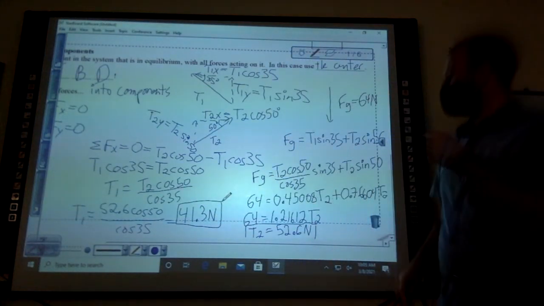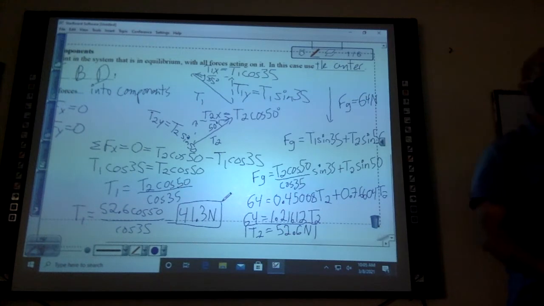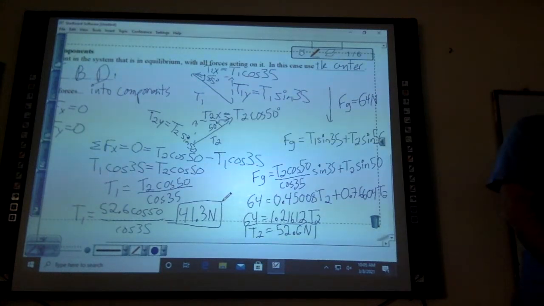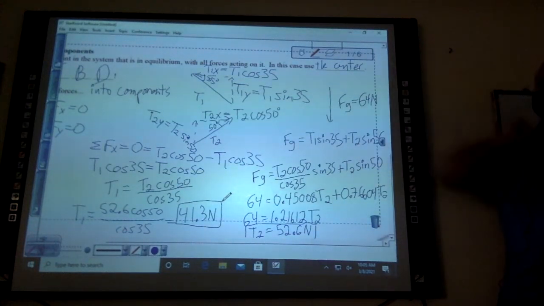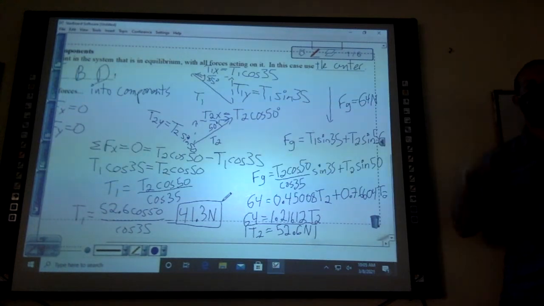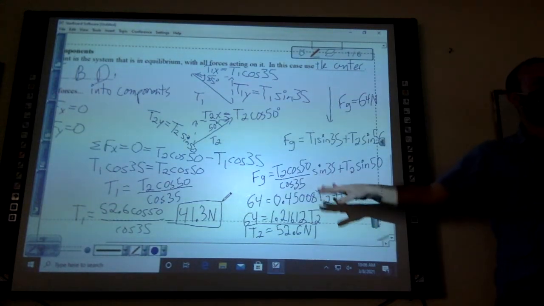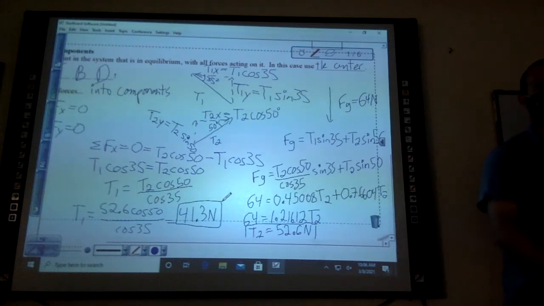So notice with this, I do not care about direction in this unit because all the directions are given in the question. So you really don't need to worry about direction with your answers. Just give me the magnitudes and you should be good.